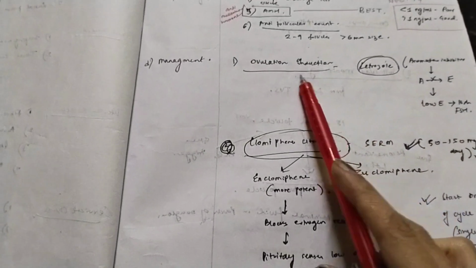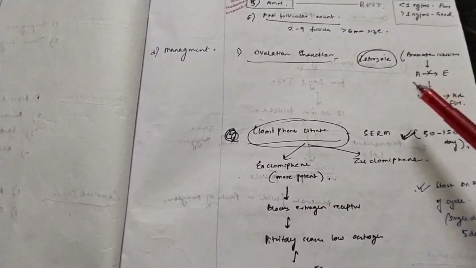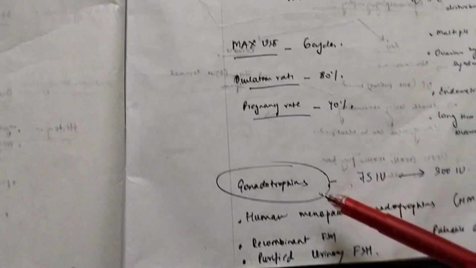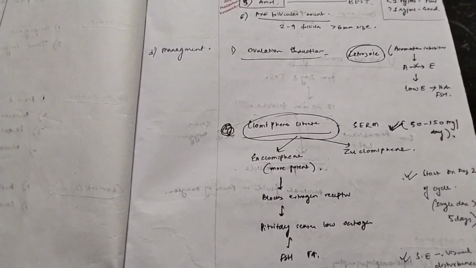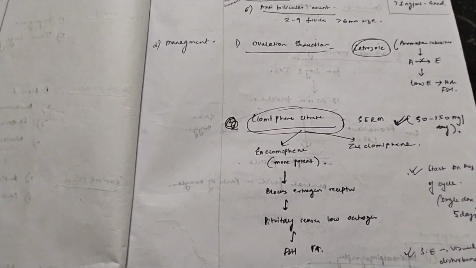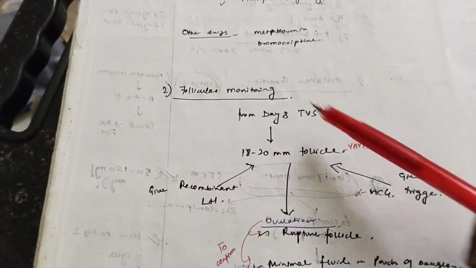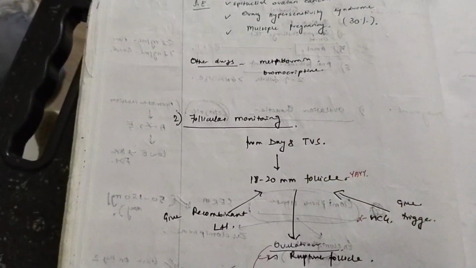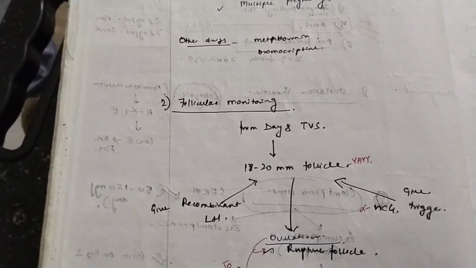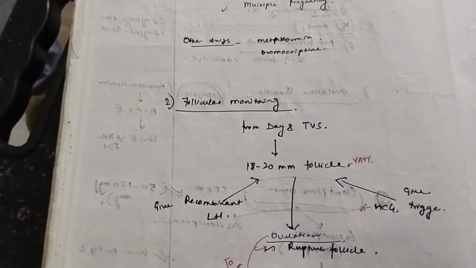So basically we want to make the woman ovulate. आप लेट्रोजोल दे सकते हो, क्लोमिफिन सिट्रेट दे सकते हो, आप गोनाडोट्रोपिन्स दे सकते हो. I will make a detailed video about ovulation induction, so you can go and watch that. Here I'm just discussing the headings. The second thing that you can do is follicular monitoring. So this comes under the management of ovarian problems that can lead to infertility.